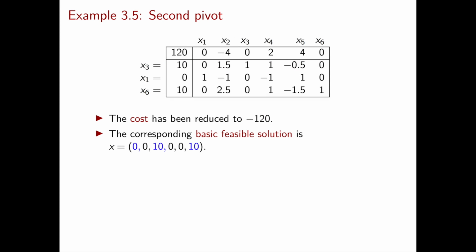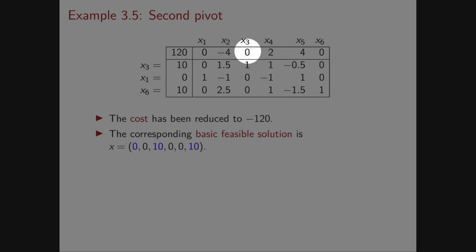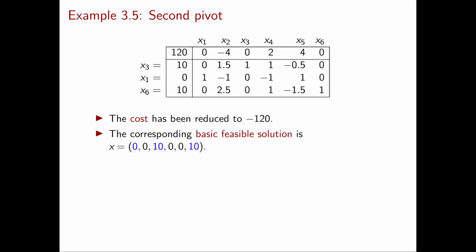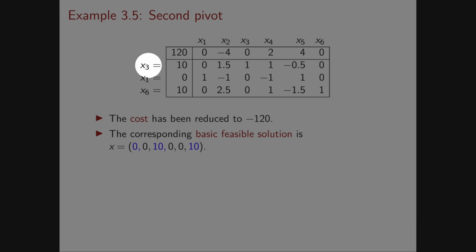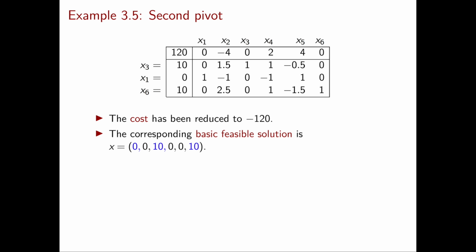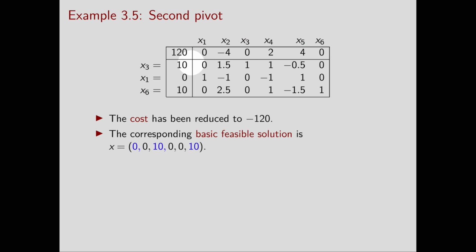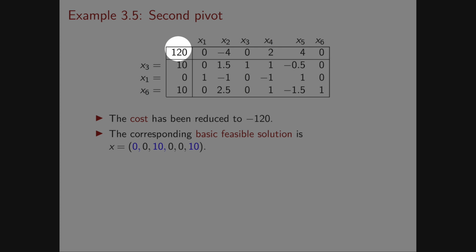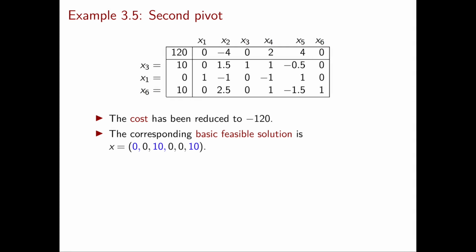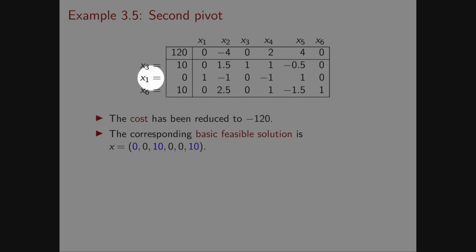If you perform all these elementary row operations, you obtain the next tableau, which is the one over here. As you can see, in the column that was our pivot column, we now have the first unit vector as we should have. Correspondingly, we replace x4 here with x3 because x3 entered the basis and x4 left the basis. We can see that now the cost has been reduced to -100 and the new basic feasible solution is (0, 0, 10, 0, 0, 10).